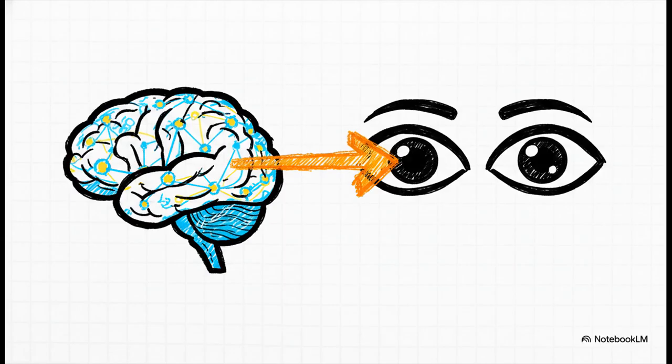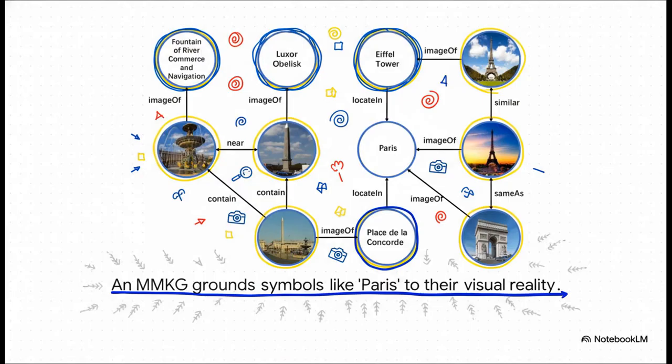This is where it gets really cool. We've got this super smart digital brain that understands how words relate to each other. So what's the next logical step? You give it a pair of eyes. And here it is, the big aha moment. This is a multimodal knowledge graph, or MMKG. It does exactly what we were just talking about. It takes a concept from that digital brain, like the Eiffel Tower, and links it directly to pictures of the actual Eiffel Tower. All of a sudden, the symbol is grounded in visual reality.